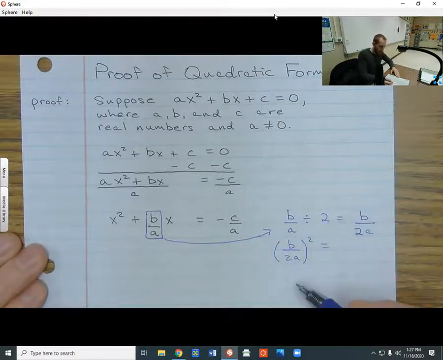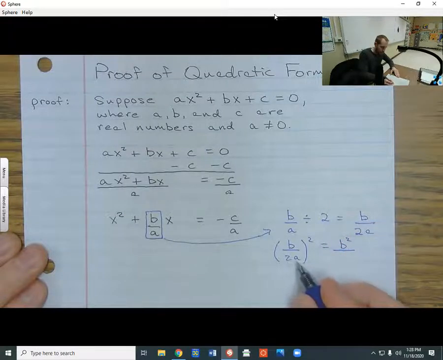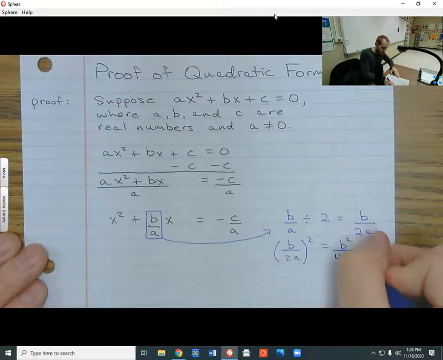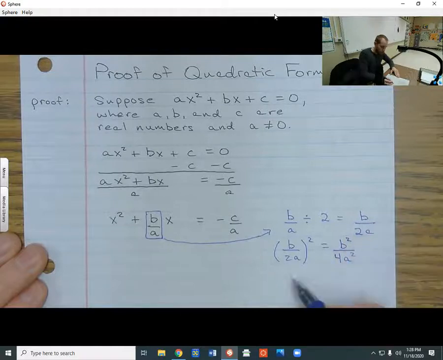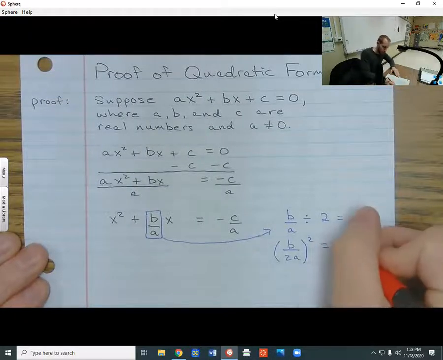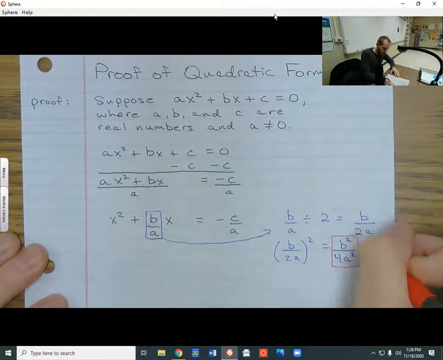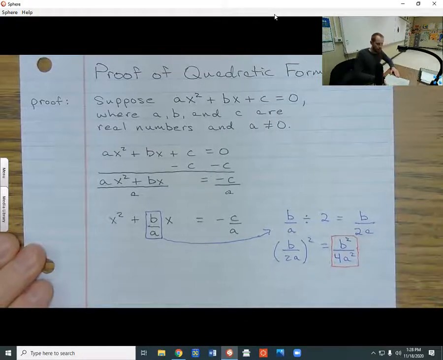And what happens when I square this term? I square the top to get b squared, and then I square the bottom to get 4a squared, right? Because when I square the 2, I'm going to get 4. And when I square the a, I'm going to get a squared. So this is actually going to be the term that I'm going to put a red box around. I want to add this to both sides.